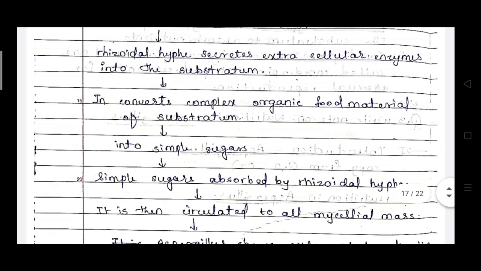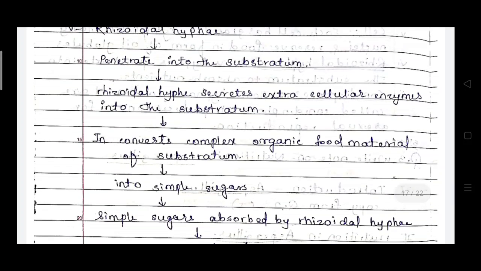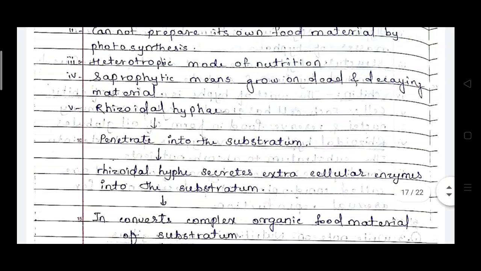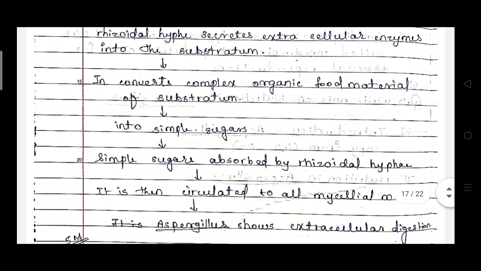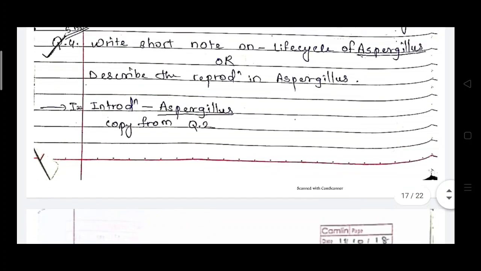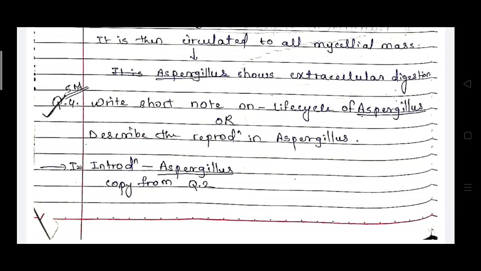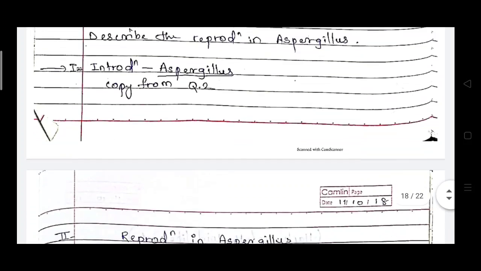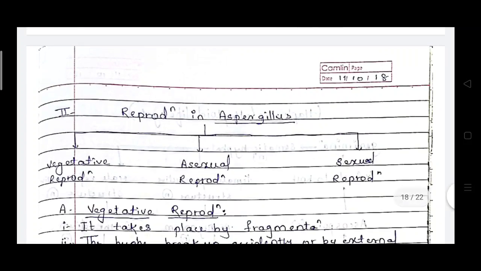In MCQs, mostly they ask what is the heterotrophic mode of nutrition, then saprophytic, and extracellular digestion. On those points, different types of MCQs will be asked. Then the next point is the life cycle of Aspergillus, or reproduction in Aspergillus. This Aspergillus fungus shows vegetative reproduction, asexual reproduction and sexual reproduction.